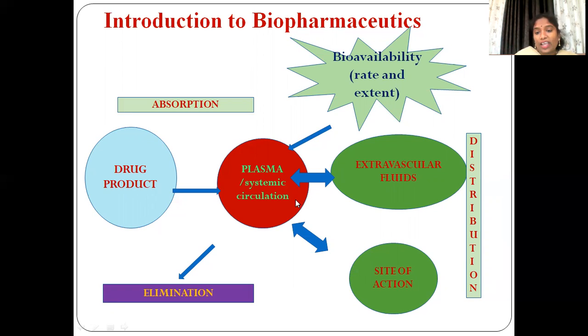For the elimination of the drug, it should be metabolized, so that elimination takes place. The drug should reach the extravascular fluids and the site of action. This movement to the extravascular fluids and the site of action, we call distribution. Okay, so this is the slide.